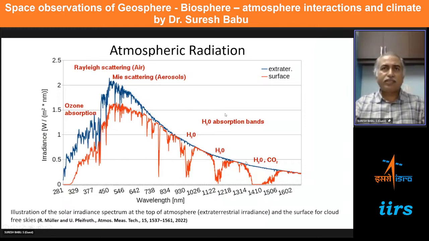And there is this overall reduction in the intensity, which is basically due to the atmosphere, because the atmosphere, we know, scatters and absorbs the radiation, and there is a significant reduction in the solar radiation reaching the surface. This scattering and absorption is very important for the radiation balance, which is mainly due to the atmospheric composition. And this atmospheric composition is mainly controlled by the geosphere and biosphere processes.